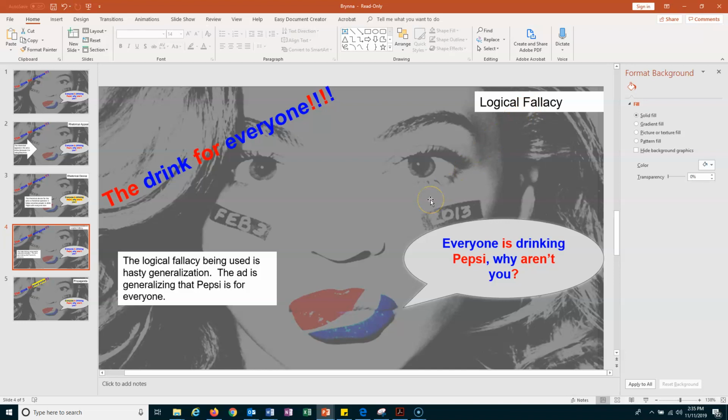Number 3 is their logical fallacy. The logical fallacy being used is a hasty generalization. The ad is generalizing that Pepsi is for everyone.